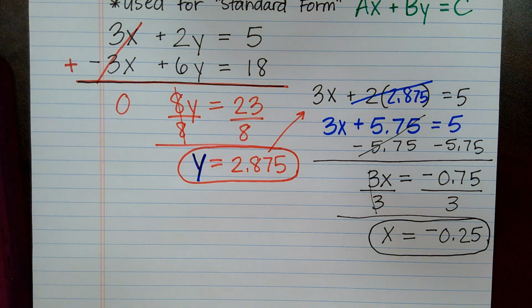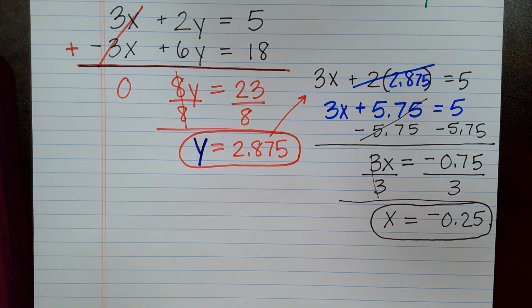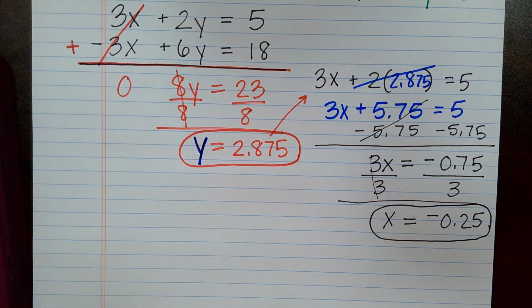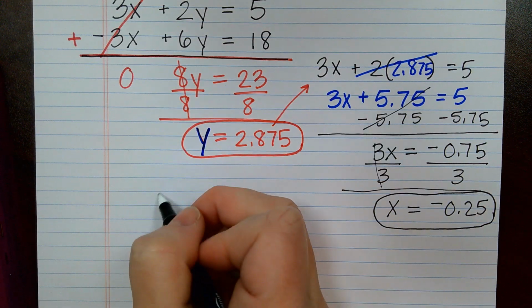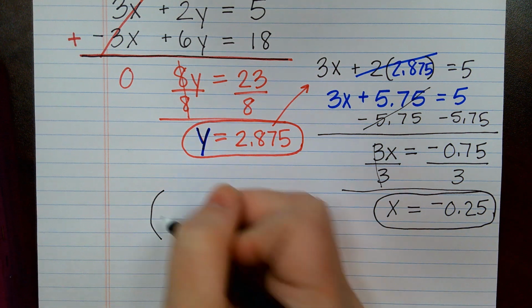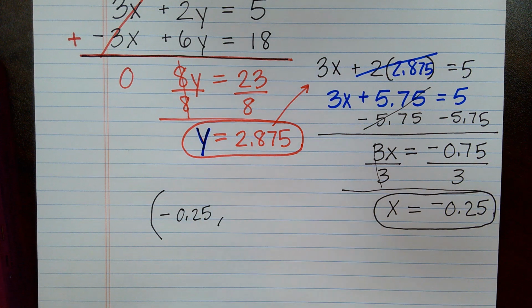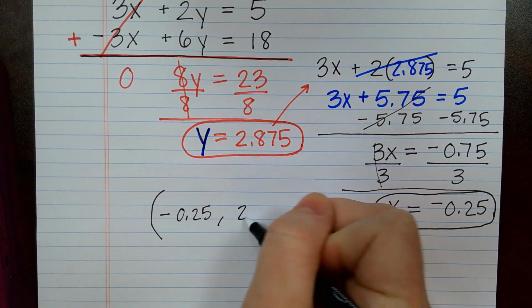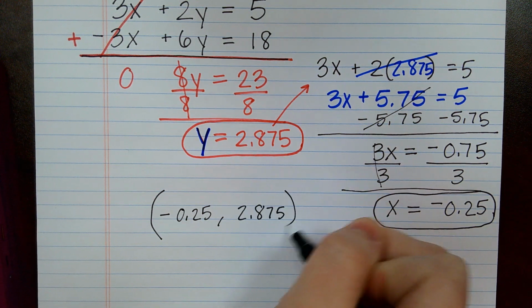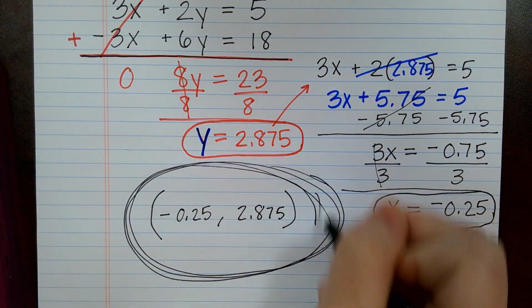Very nice. Now, let's write it as a coordinate. What value comes first, x or y? X. So negative 0.25, comma, and then our y, 2.875. That's our answer.